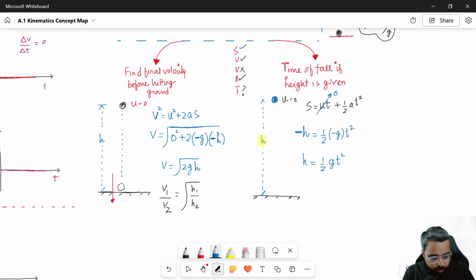And I'm telling you, not only can you find out time, don't you think you can find out height as well if the time is given? Because this equation tells us that the height is proportional to t square for this one dimensional motion. So you can utilize this proportionality as well, but right now I am focusing on the time, so time will be equal to square root of 2h over g.